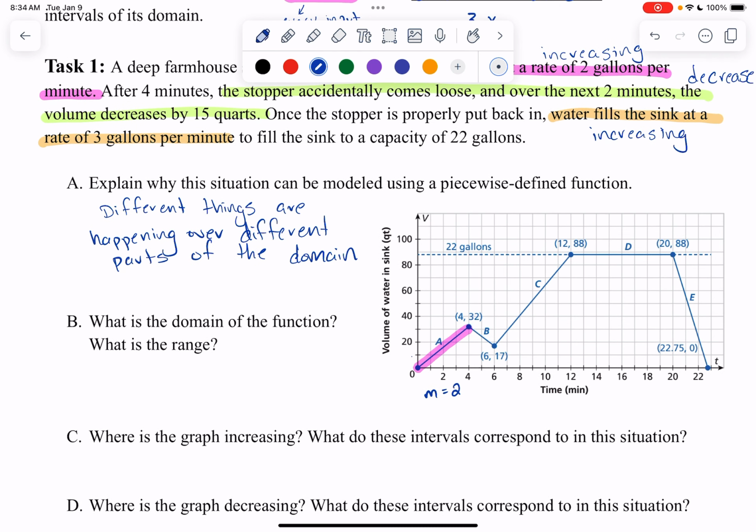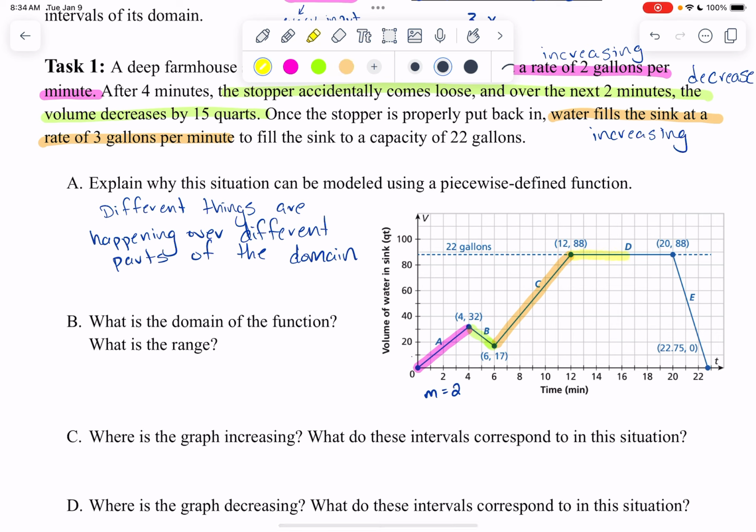But then here we're decreasing. So for those first 4 minutes, and then for the next 2 minutes here, we're decreasing. So there's the green part of the graph. And then here's the orange part of the graph, where we're filling it back up again. And then here's some bits that we didn't discuss in the problem.